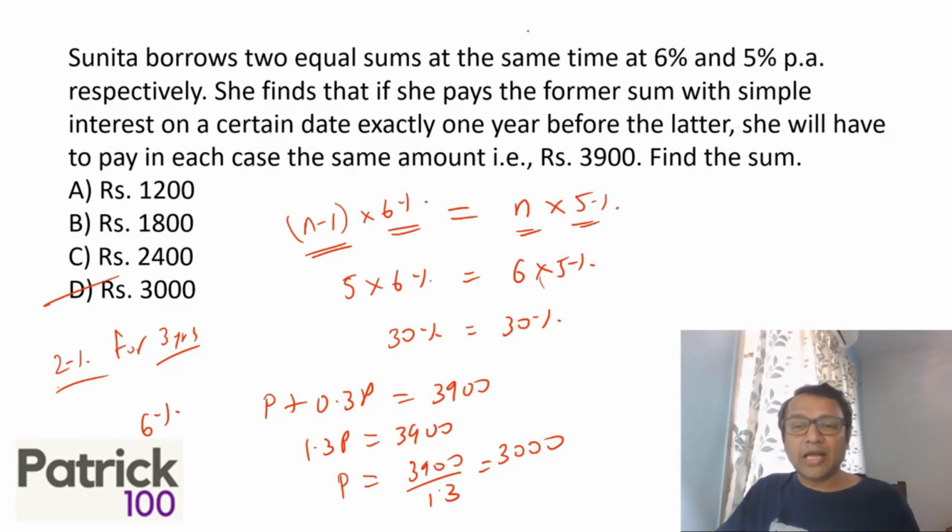The basic idea is actually you need not even write this. If you can do it early, okay, this is 1 year more as compared to the first one, which is only possible if the first one is 5 years and the second one is 6 years. 5 years 6% is 30%, 6 years 5% is 30%. So you know interest is 30%. And if you look at the option, 3,000 plus 30% will give you 3,900. So you can mark the answer D directly. You can always use the options to try to get the answer or solve the way you're comfortable with.